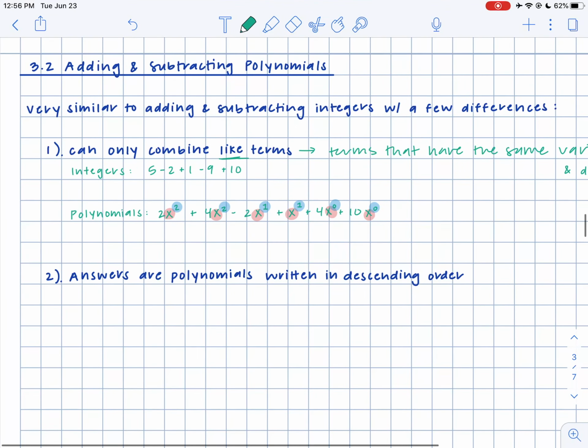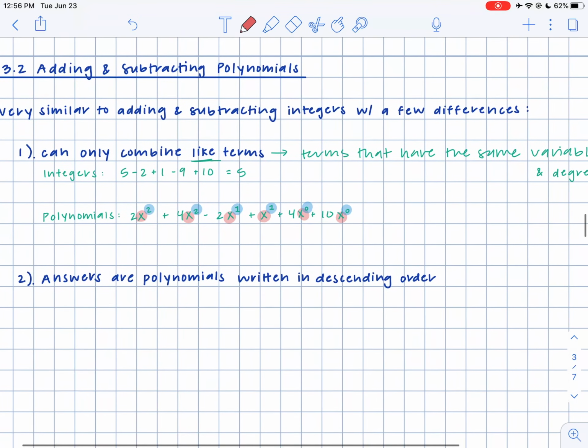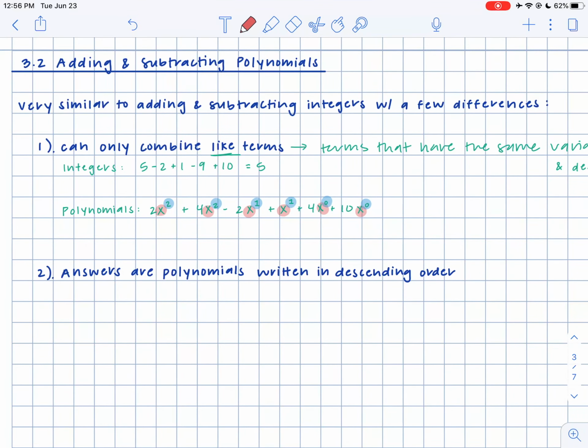Okay, so if you look at our integers, we have 5 minus 2 plus 1 minus 9 plus 10. We can actually combine all of them to get 5. But for polynomials, we can't combine just any term. We can only combine like terms. So those are the ones with the same variables and degrees.